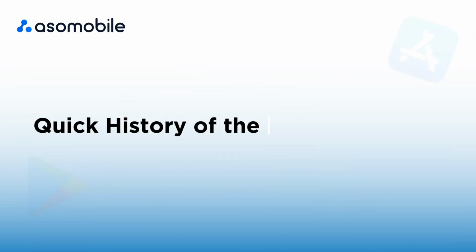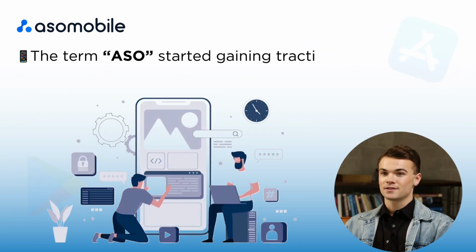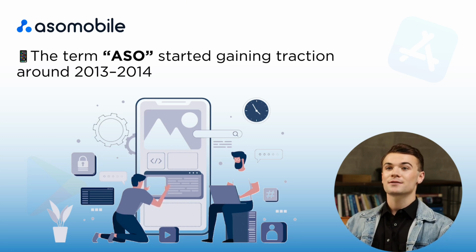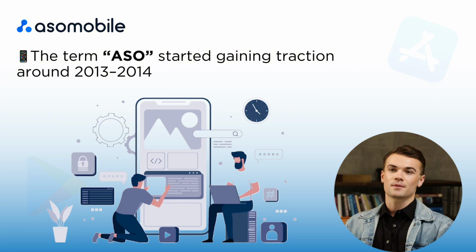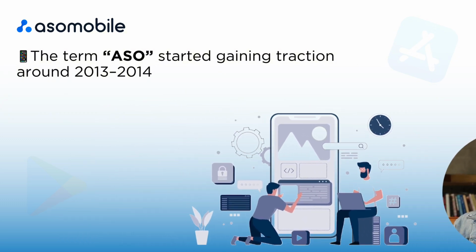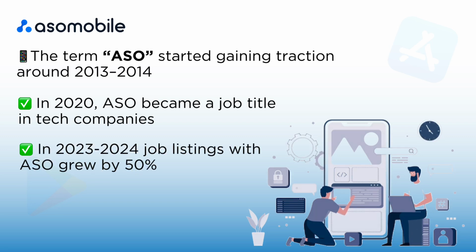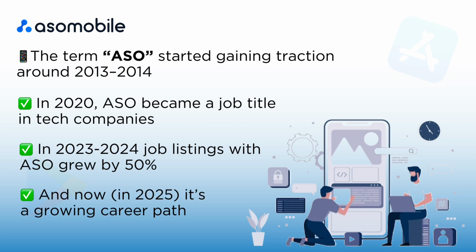A quick history of the ASO profession. The term ASO started gaining traction around 2013-2014 when app developers realized that just launching an app wasn't enough. Since then, ASO has grown from a niche task to a full-blown profession. In 2020, ASO started becoming a standalone role at mobile-first companies. By 2023-2024, LinkedIn and job boards like Glassdoor showed a 50% increase in ASO-related job listings. Now in 2025, it's one of the most accessible tech careers out there.